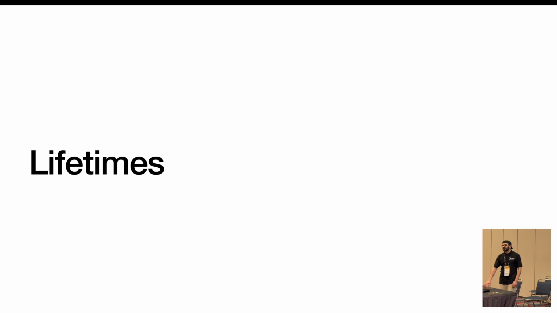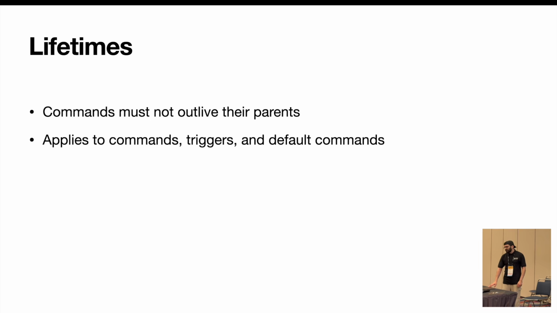So lifetimes, this is something new in V3. So there's a couple key points to lifetimes here. So one is that an inner command cannot outlive its parent in any circumstance. This applies to commands. So if you create a command inside another one, that inner command will get canceled when the outer one exits. So if you're forking something to run in the background, and then your parent command stops, that fork command will exit. That will be canceled. This also applies to triggers and default commands.